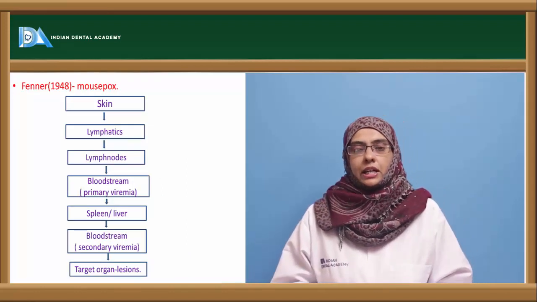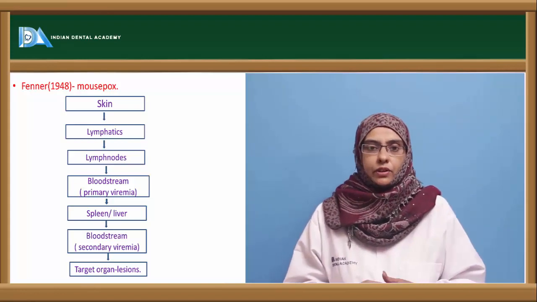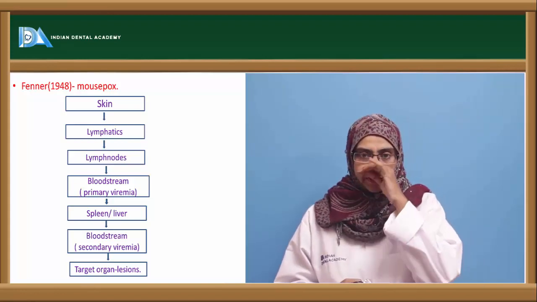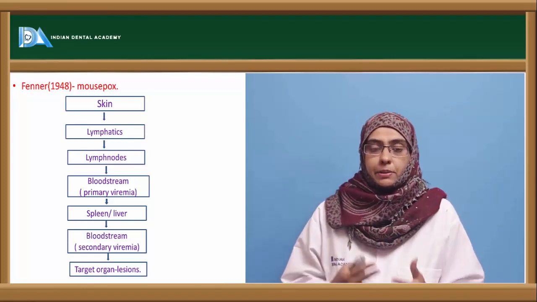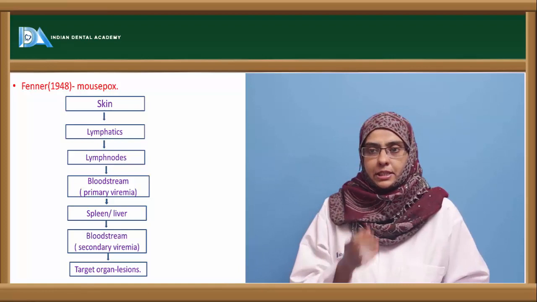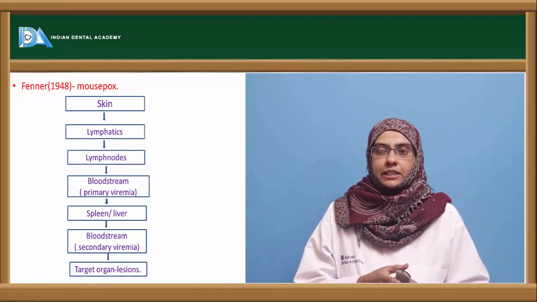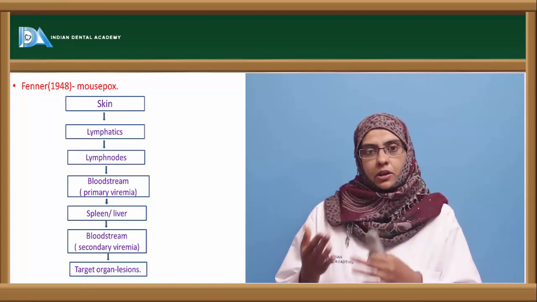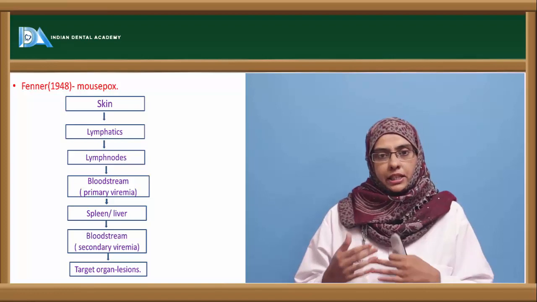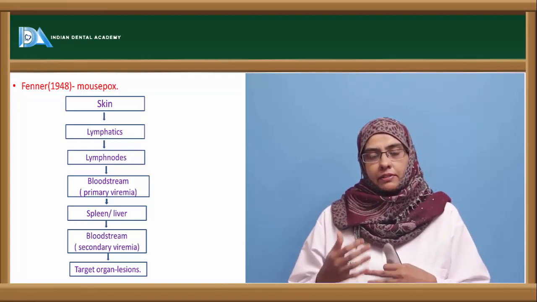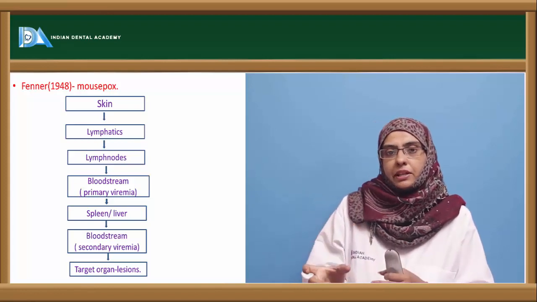So here we'll see the spread of the virus. So this was very well demonstrated by Fenner in 1948 using mousepox virus. So here he was able to demonstrate how the virus usually gets disseminated inside the body and causes systemic infection. So in the case of mousepox virus, the virus usually gains an entry via the skin, and through the skin the organism is taken to the lymphatics, where they reach the lymph nodes, and here in the lymph node they actively multiply and disseminate the virus into the blood. So this is called as a primary viremia.